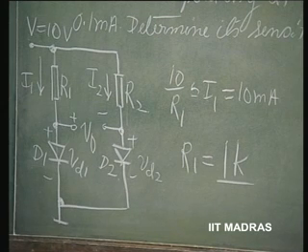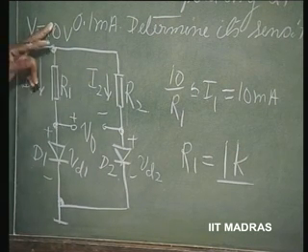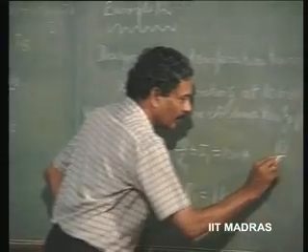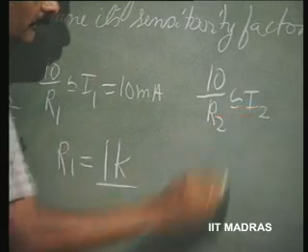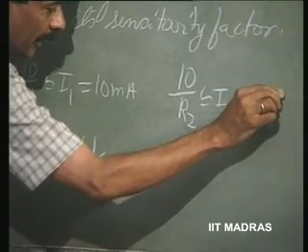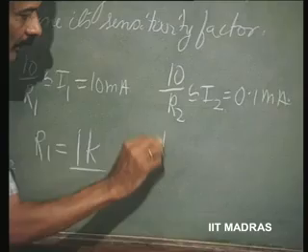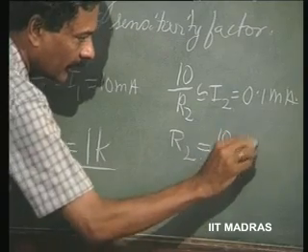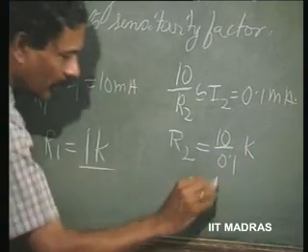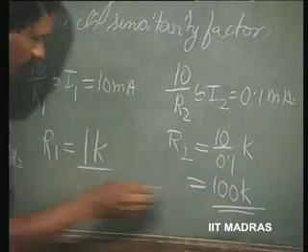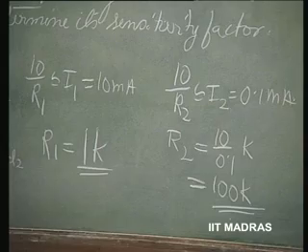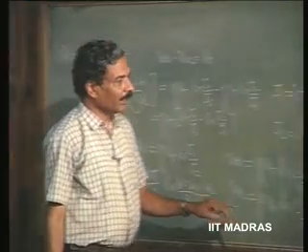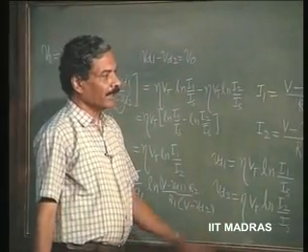Design is over. Next, I2 has to be again fixed. Again 10 minus Vd2, which is negligible compared to 10. So, 10 by R2 is approximately equal to I2, and that is equal to 0.1 milliamperes, which means R2 is equal to 10 by 0.1 K, which is 100 kilo ohms. So, the design is simply over, if I make R1 equal to 1 K and R2 equal to 100 K.